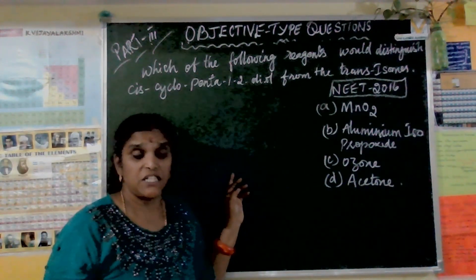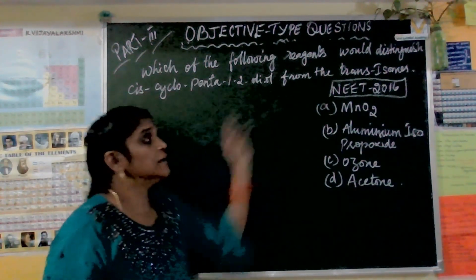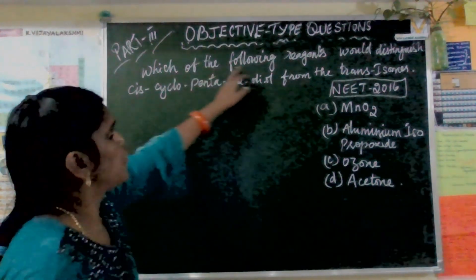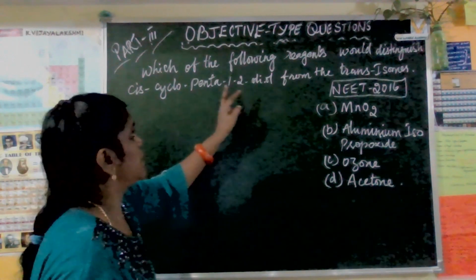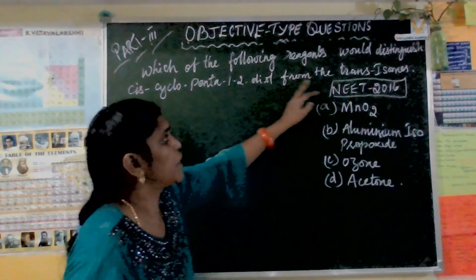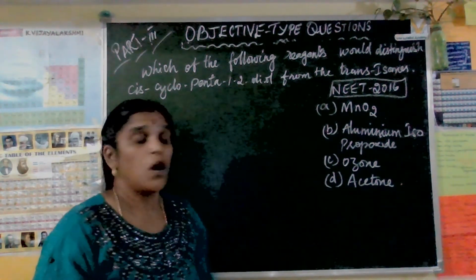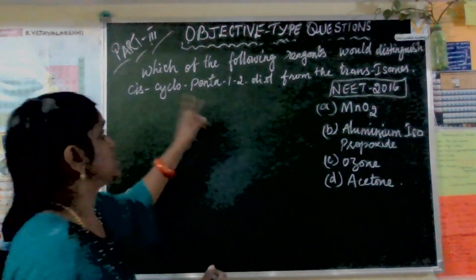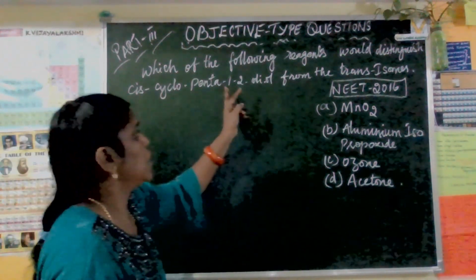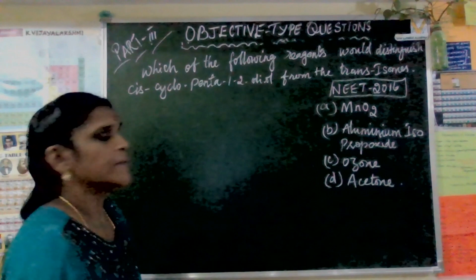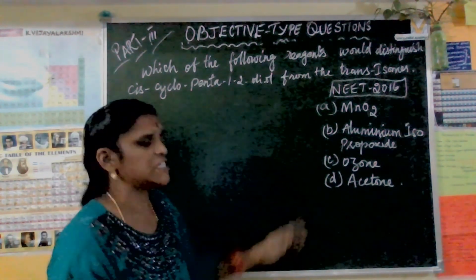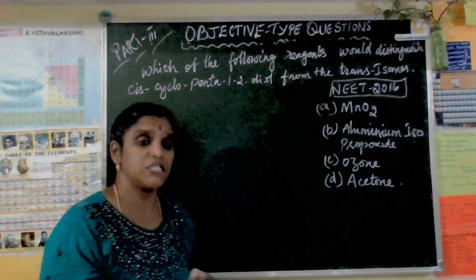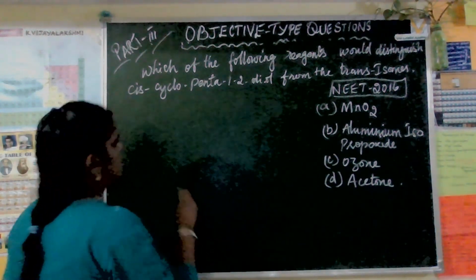The next question is very interesting and important also. Which of the following reagents would distinguish cis cyclopentane-1,2-diol from the trans isomer? How can you differentiate this cis cyclopentane-1,2-diol from the trans isomer? That means we need a differentiating reagent.